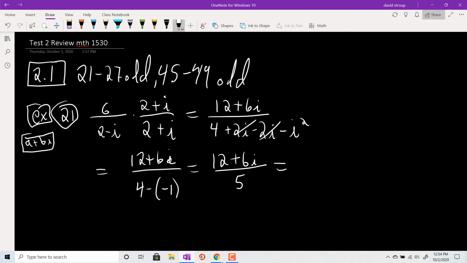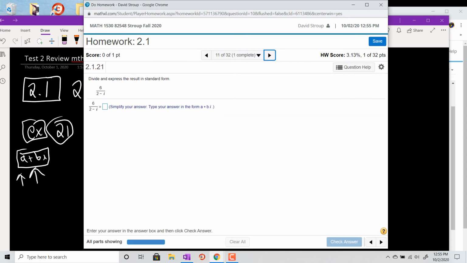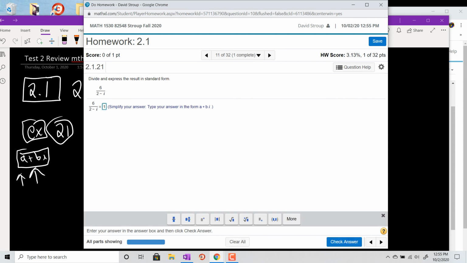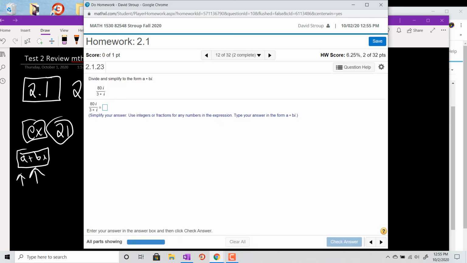To get it into our a plus bi form, you're just going to butterfly this fraction. It's basically the reverse of finding a common denominator. So a is 12/5, b is 6/5, and then you have your i. You would type that in: 12/5 plus 6/5, and then i. Then check your answer, and yay. Okay, let's look at another one.